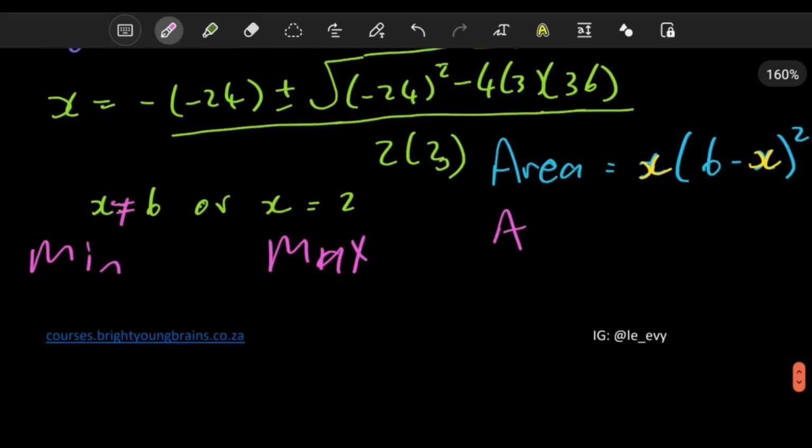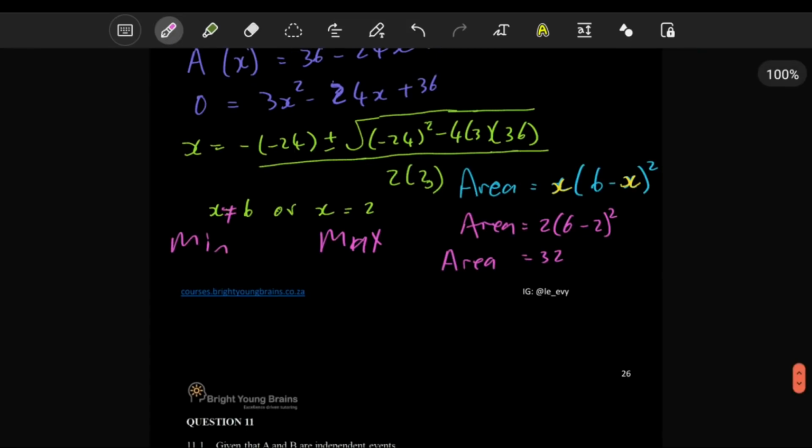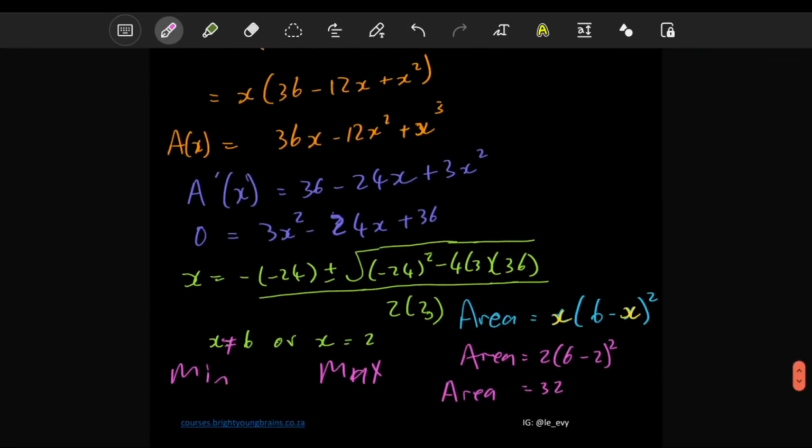So area, how do you spell area now? Area is going to be equal to 2 times 6 minus 2, squared. That's a 4, right? 4 squared is 16, times 2 is 32. So the maximum area, I keep writing A whenever I want to write E. So the area is just equal to 32. That's the largest possible area. Nothing crazy. Okay, this question was not so bad.